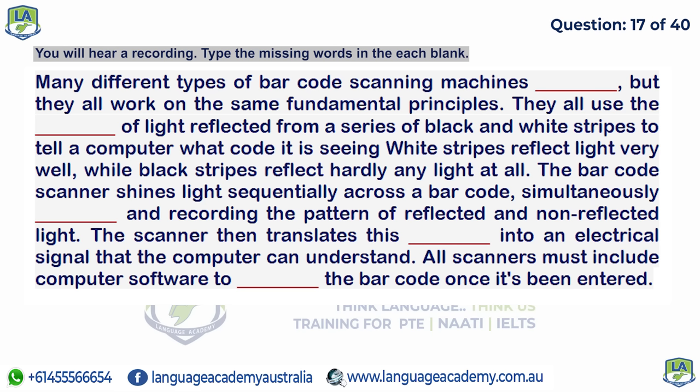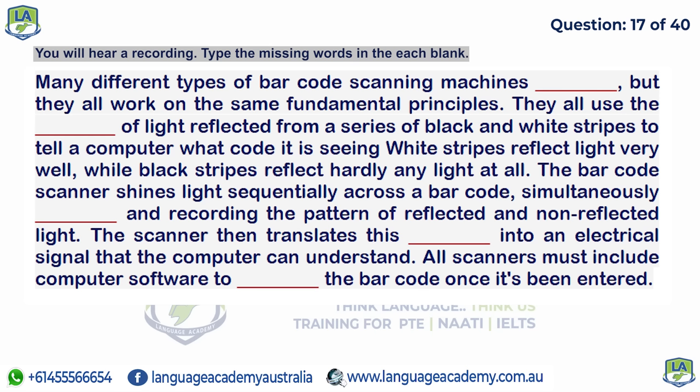Many different types of barcode scanning machines exist, but they all work on the same fundamental principles. They all use the intensity of light reflected from a series of black and white stripes to tell a computer what code it is seeing. White stripes reflect light very well, while black stripes reflect hardly any light at all.